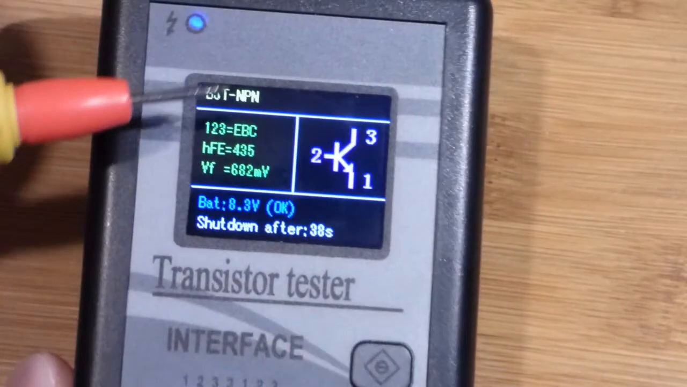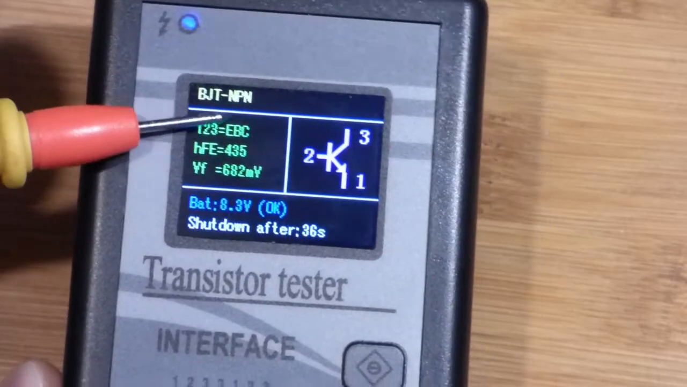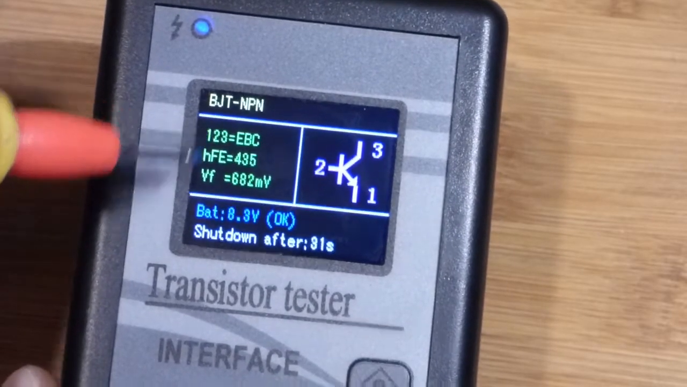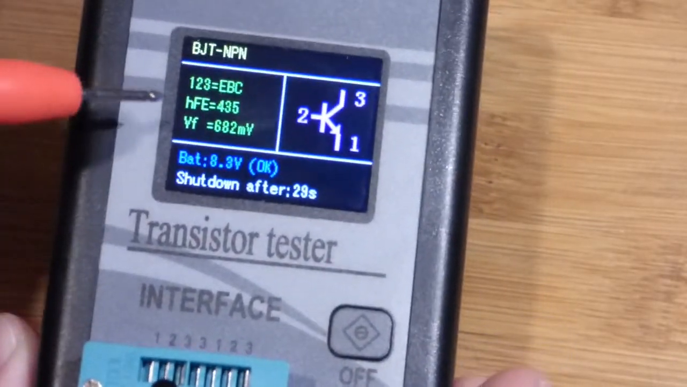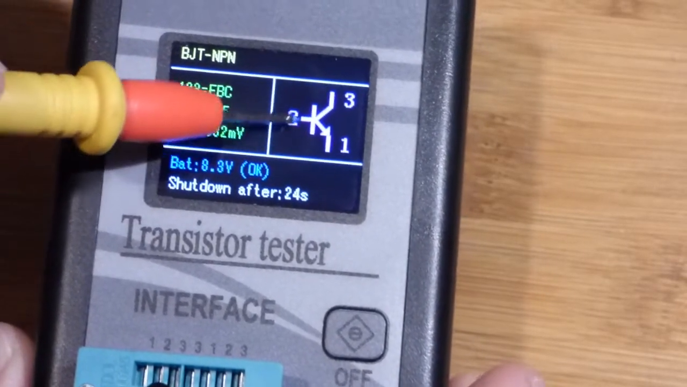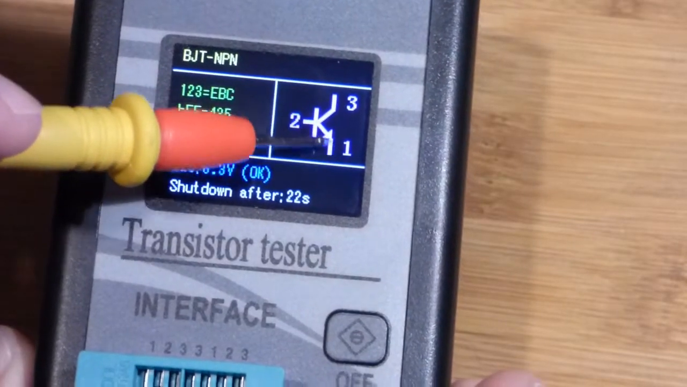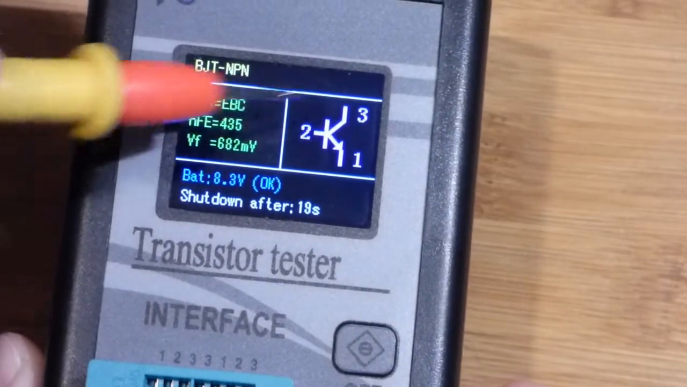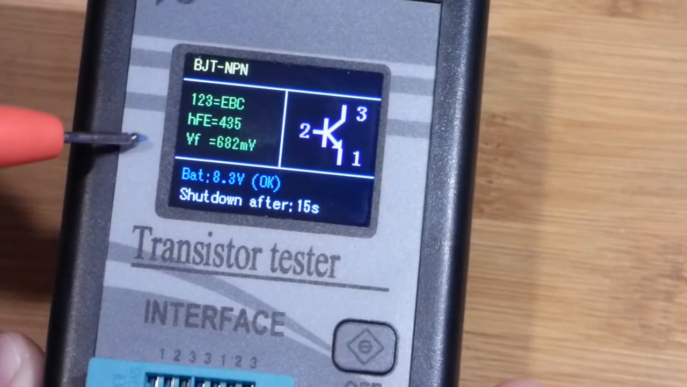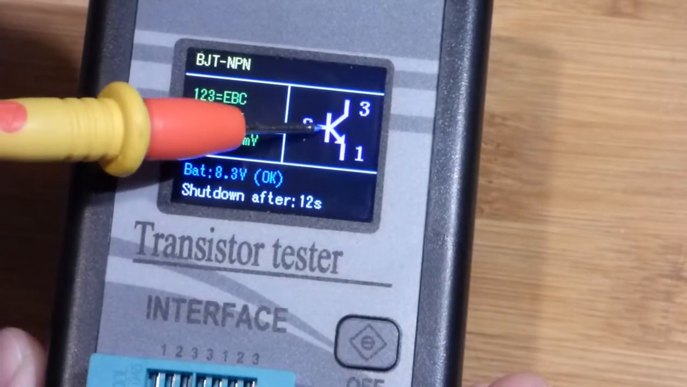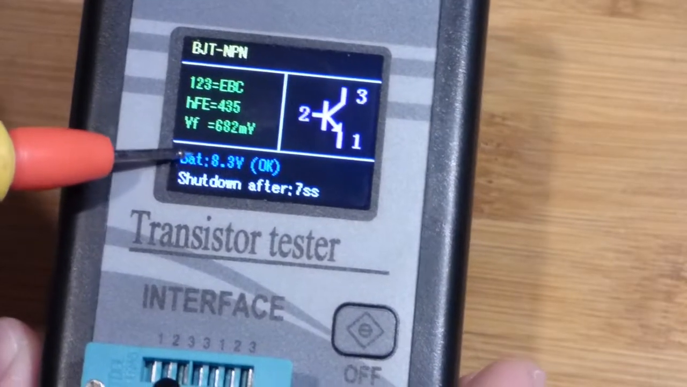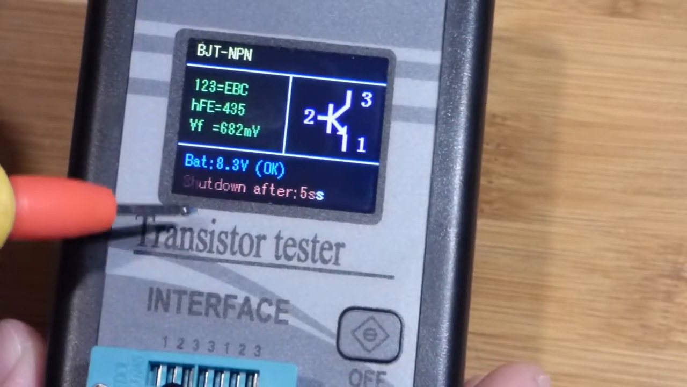And here it's telling us we have a bipolar junction transistor of the NPN type. And then based on the slots that we put it in, 1, 2, and 3, we have E, B, and C for emitter, base, collector. It even has the schematic symbol, and again, emitter, pin number 1, base 2, and pin 3 is the collector. We have a gain of about 435, and then the forward voltage, the voltage needed to get the base to emitter to conduct, gave us that reading. That's the battery reading of the battery in the unit.